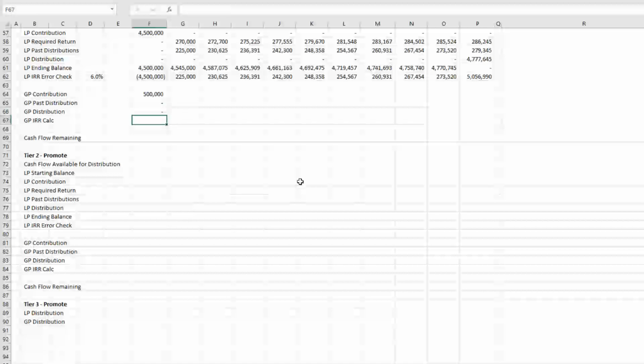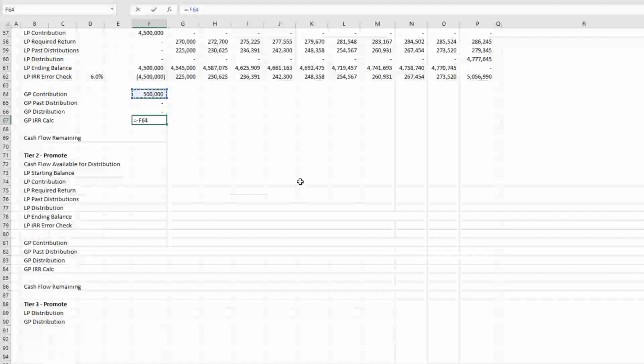And then the GP IRR calc. Now, I don't call this an error check like I do here, and the reason why is we are not solving for a GP IRR. In most cases, well, in cases where the GP and LP are distributed a pro rata share in the first tier, then their IRR will be the same. But that isn't always the case, and so I'm not calling this an error check, but simply a GP IRR calc.